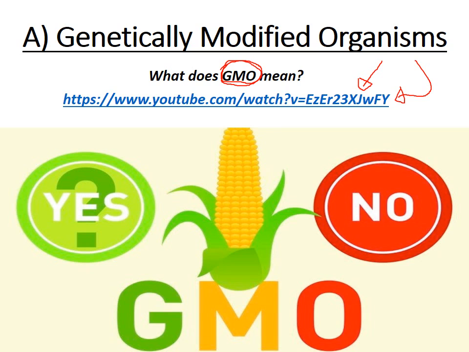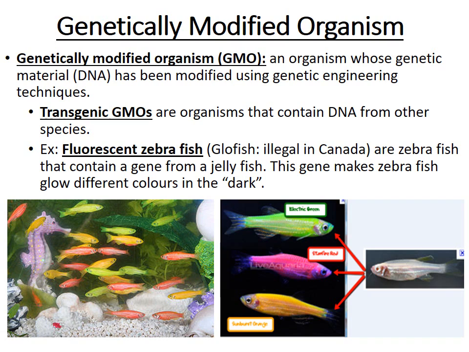So a GMO is a genetically modified organism, hence GMO, meaning that it's an organism that was created through some kind of genetic DNA modification. As I mentioned, the definition is an organism whose genetic material has been modified using genetic engineering techniques or tools. So you modify the DNA of an organism to get some kind of characteristic that you're interested in. One interesting type of GMO is called a transgenic GMO. Trans meaning across. So transgenic means you take genes from a different species and put them into another species.